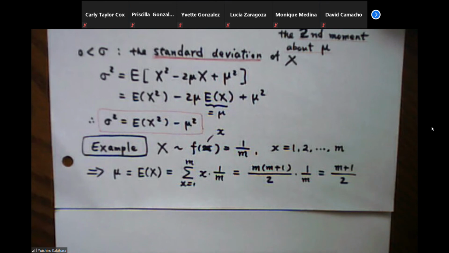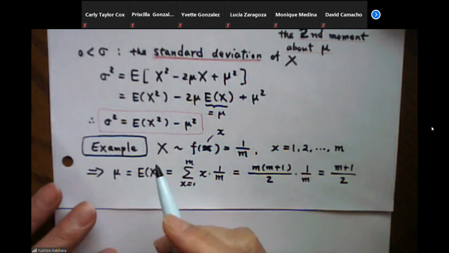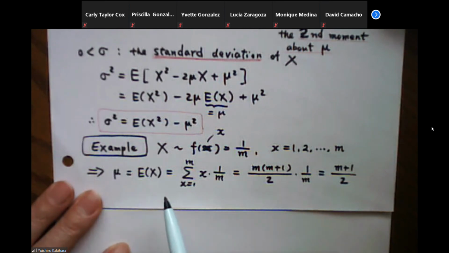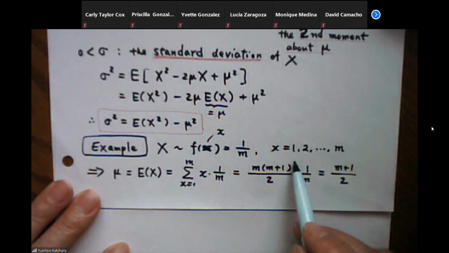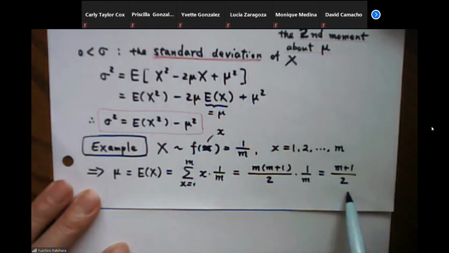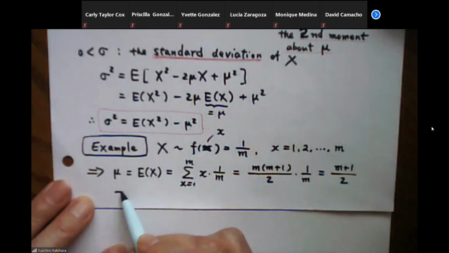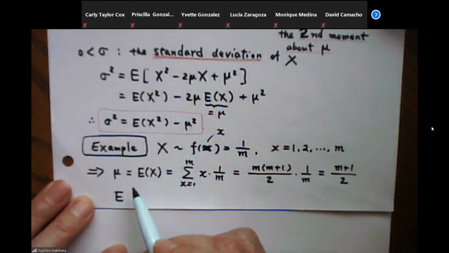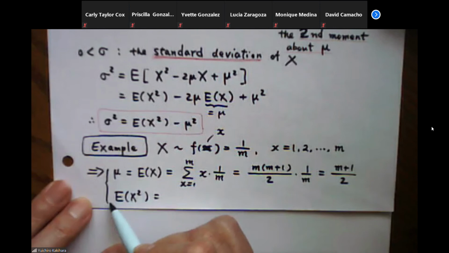Then we would like to calculate the variance. To calculate the variance, if we use the definition, then we have to calculate x minus mu squared: 1 minus this, and then squared; 2 minus this and squared. We don't like to calculate that way, right? Oh my gosh, I don't like it. So instead, we better use this formula: E of x squared minus mu squared. So what is E of x squared? We would like to calculate that.